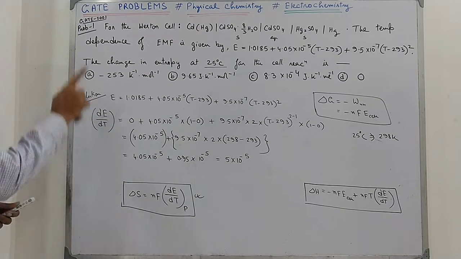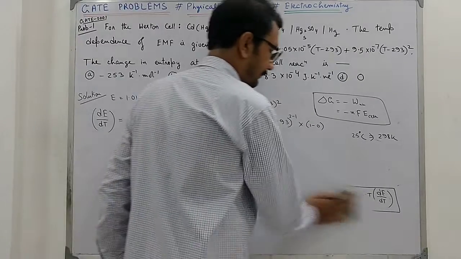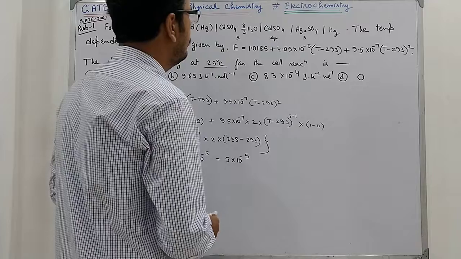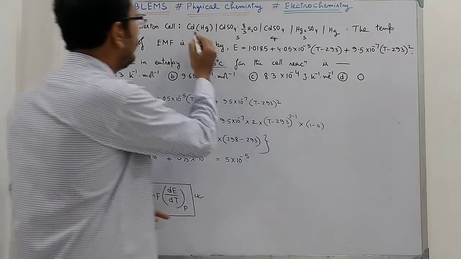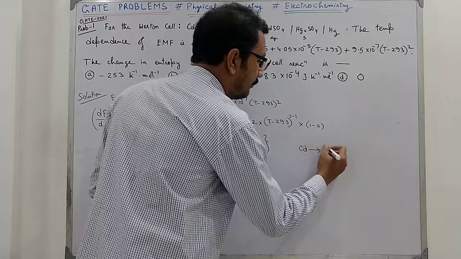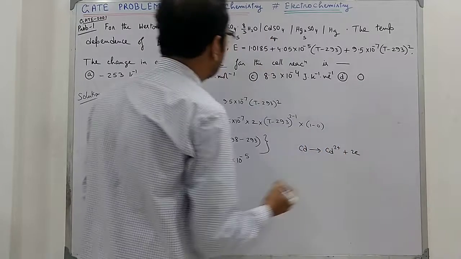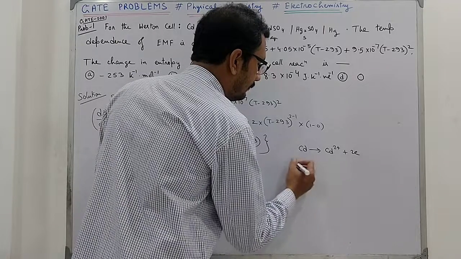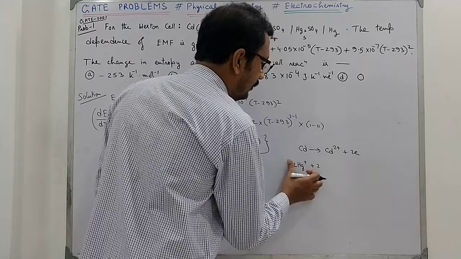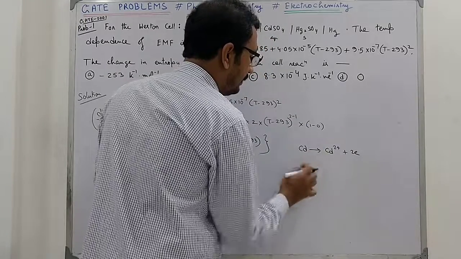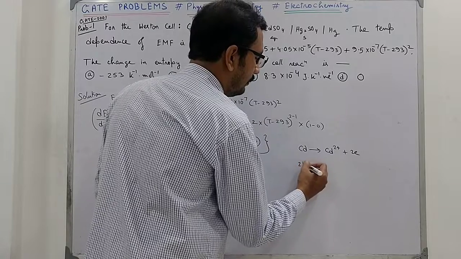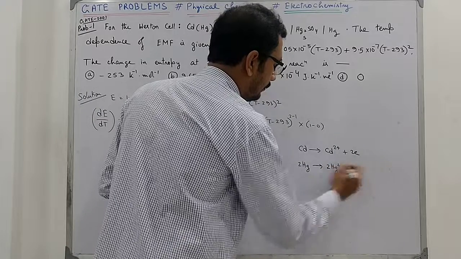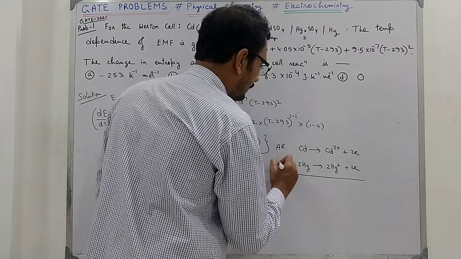See, now what you have to know is the cell reaction. Cell reaction is, here it is Cd, so the anode reaction will be Cd arrow Cd2+ plus 2 electrons, and the cathode reaction will be 2Hg+ plus 2 electrons. So let us represent it in the same format. So it will be 2Hg+ plus 2 electrons arrow 2Hg. So this is the anode reaction, this is the cathode reaction.